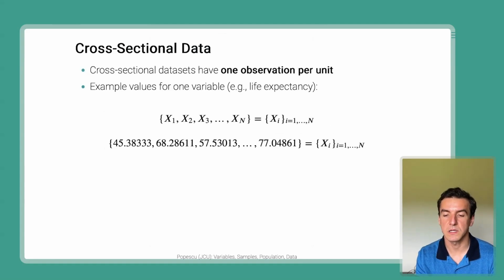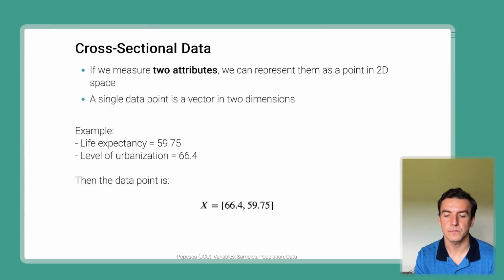So here it is once again spelled out. x1 is equal to this number, x2 is equal to this number, and so on and so forth. Okay. So life expectancy was one attribute or one variable, but if we have a second variable, a second attribute, we can represent the units, the countries in our case, as a point in a 2D space. So essentially, this is a data point with two dimensions.